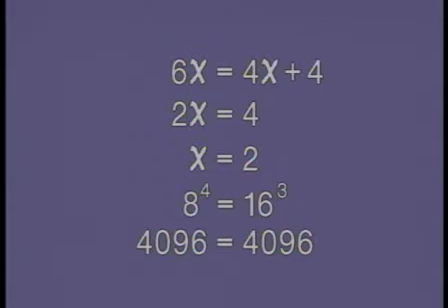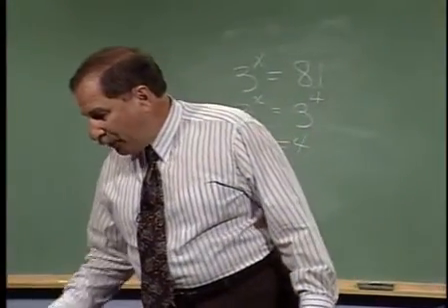Most of you probably don't walk around knowing your powers of 8 and powers of 16. A good use of a simple calculator. 8 to the fourth is 4,096. 16 to the third is also 4,096. Our equation checks. The answer is x equals 2. Okay, let's take a look at the next visual.